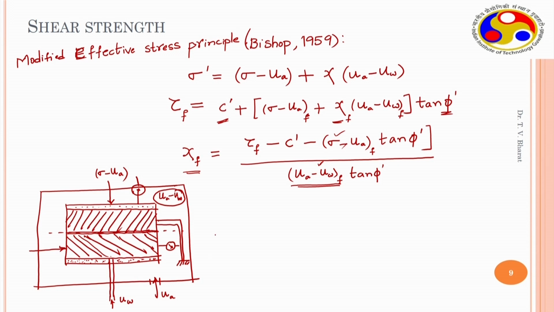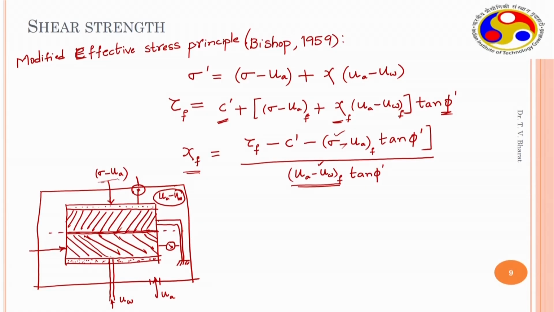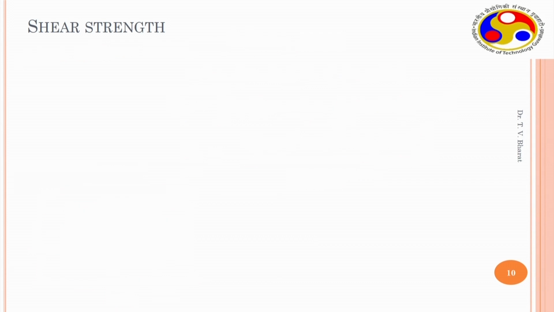and under this suction controlled environment, the shear tests are conducted by varying the normal stress or the net normal stress and UA minus UW within the soil mass. So, at failure, when the soil fails, this UA minus UW at failure is known, and the sigma minus UA at failure is also known. By knowing these two things, we can obtain the Xi(f) parameter. Let us see how we estimate. Let us solve a simple example.